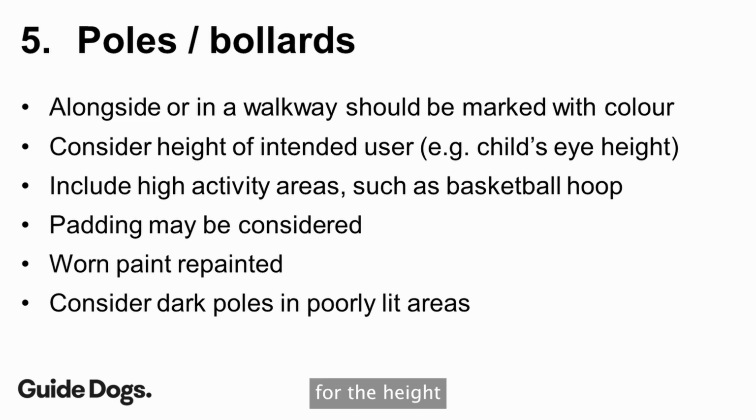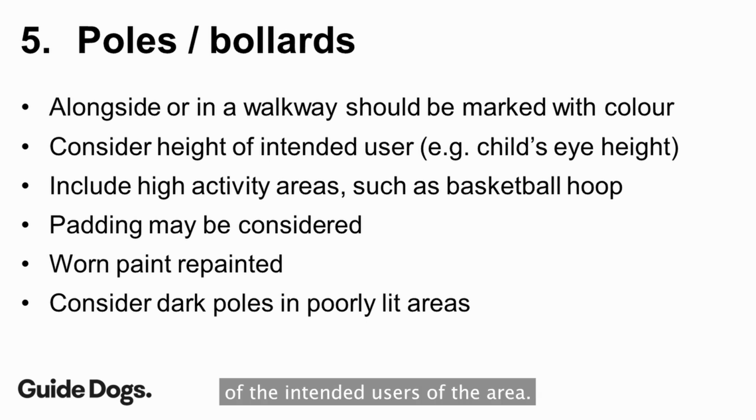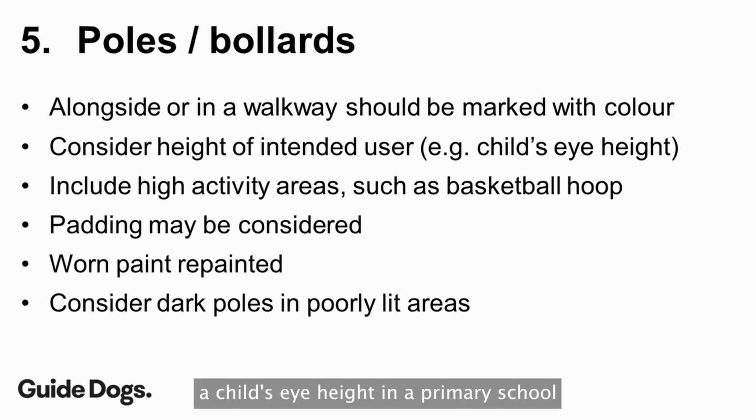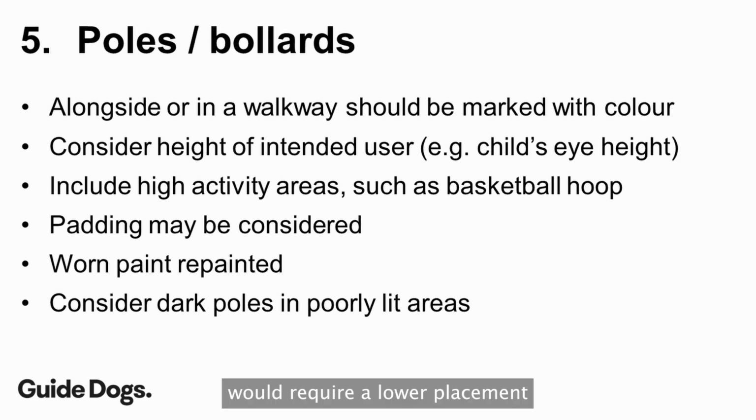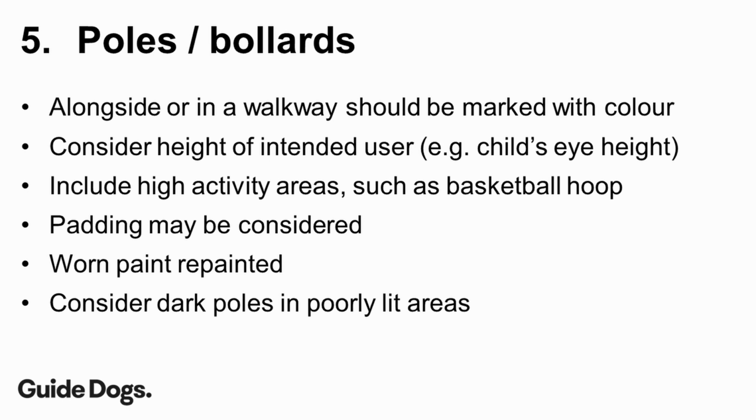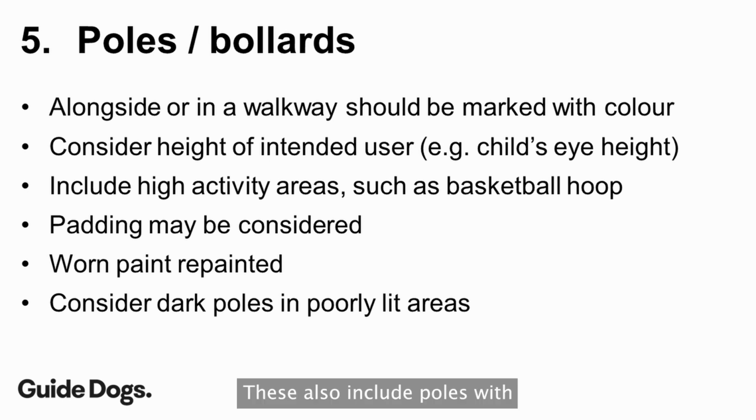Consideration should be taken for the height of the intended users of the area. For example, a child's eye height in a primary school would require a lower placement than the height in a high school. These also include poles with high activity areas such as the post for the basketball hoop. Padding of these kinds of poles may also be considered.